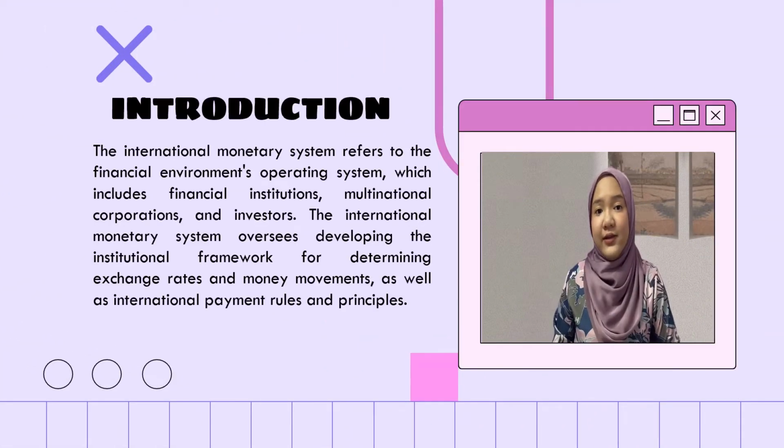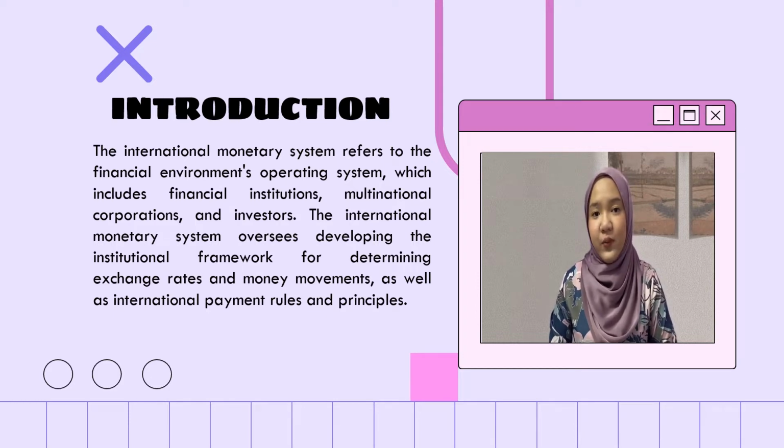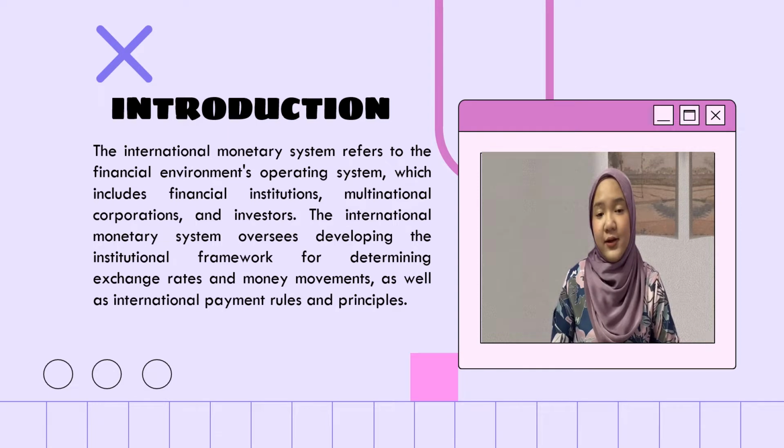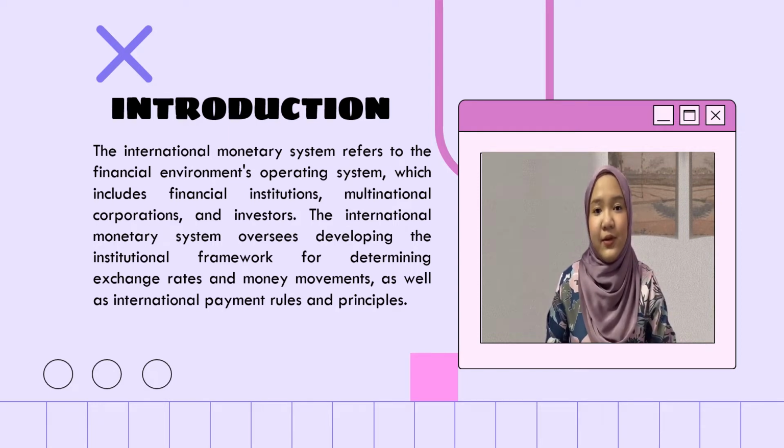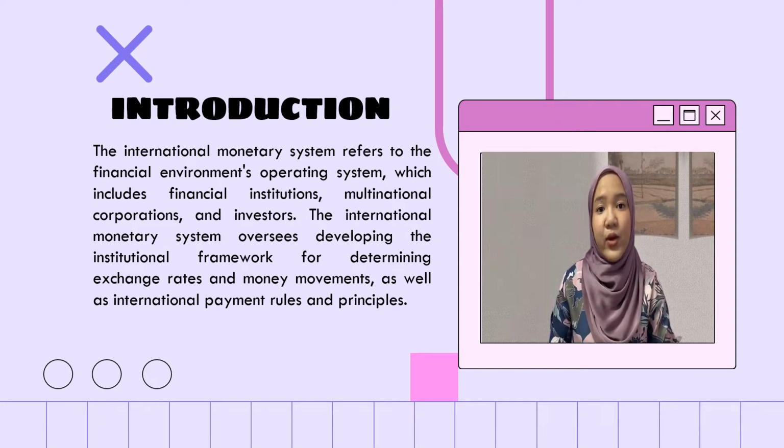What is the International Monetary System? The International Monetary System refers to the financial environment's operating system, which includes financial institutions, multinational corporations, and also investors. It oversees developing the institutional framework for determining exchange rates and money movement, as well as the international payment rules and principles.